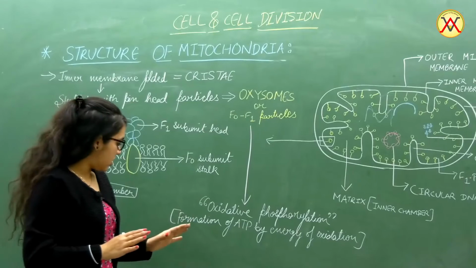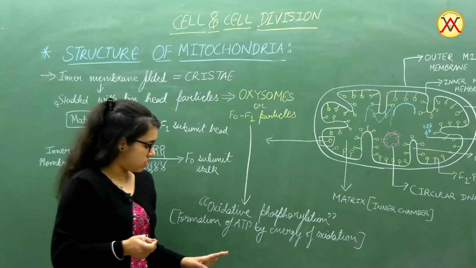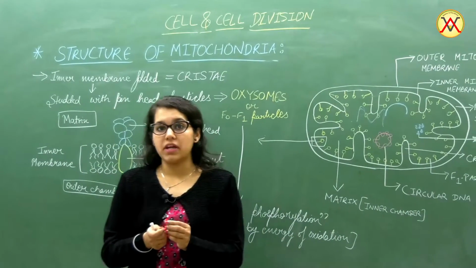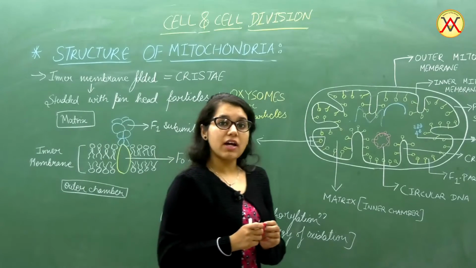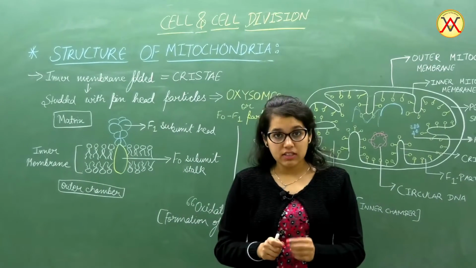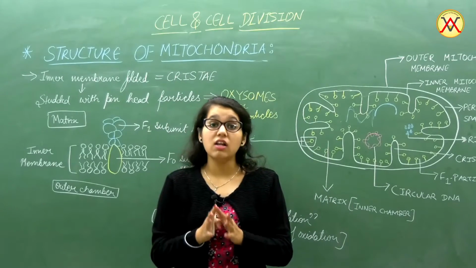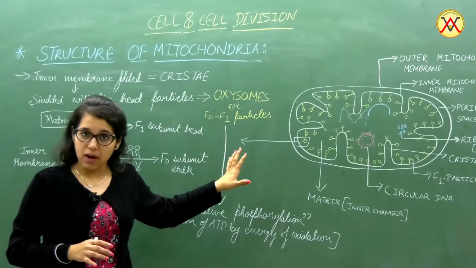we are simply trying to say that it helps in the formation of ATP, that is the energy required by the cell, by the energy of the oxidation. Oxidation is the breakdown of food in the presence of oxygen. So mitochondria is given the title of the powerhouse of the cell, or energy currency of the cell, only because of this structure, that is oxysomes or F0, F1 particles.